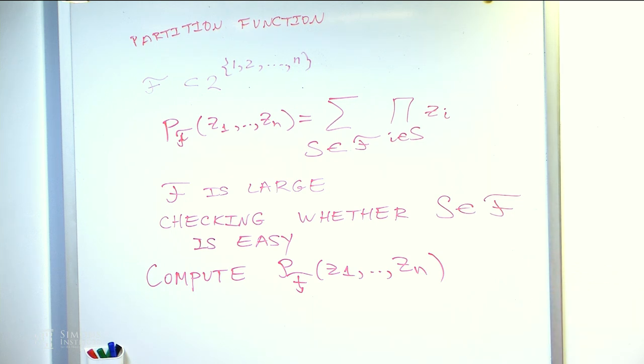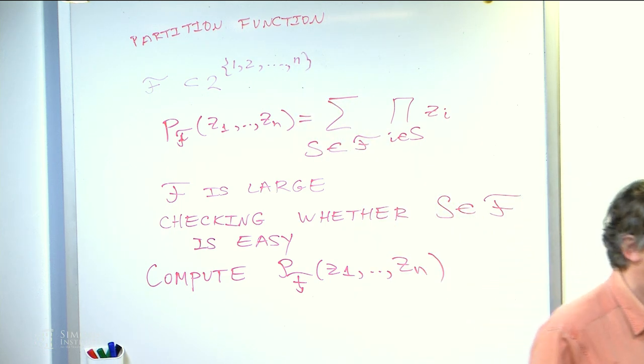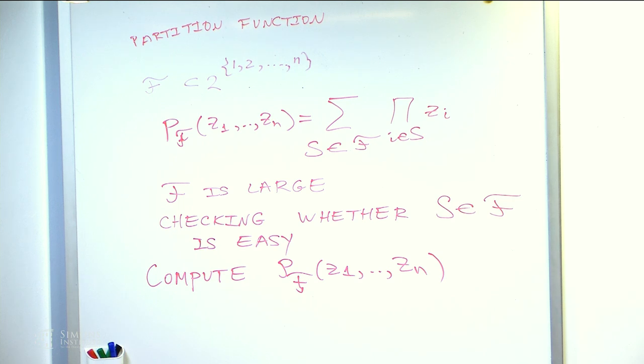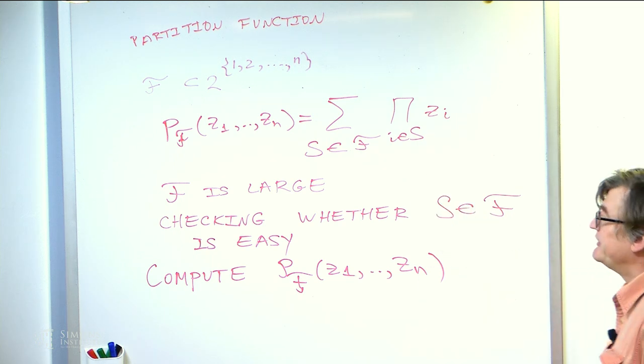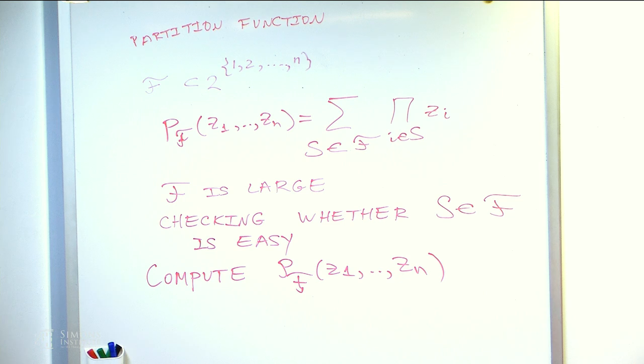Right. So you can think of a good example: if I have a graph with n edges, and the family is just the family of all Hamiltonian cycles in the graph. So potentially it's a large family. But checking if any particular set of edges forms a Hamiltonian cycle is easy. And we want to compute it whenever we can. All right, so that's the partition function as I like to think about it. Any objections to that?